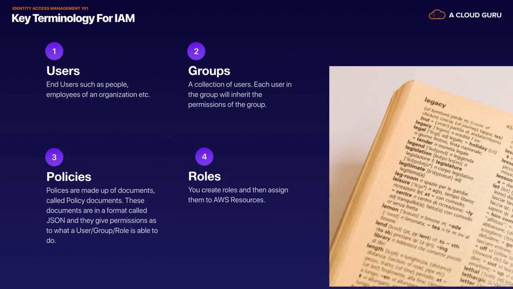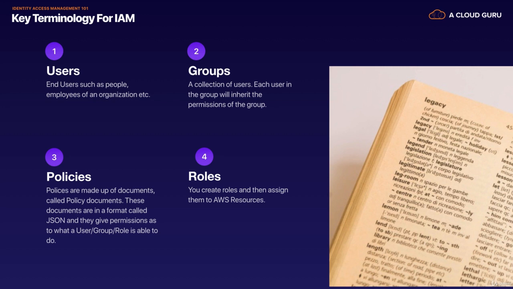So we're going to learn some key terminology for IAM, really 4 key terms. One is users, and this is simply end users such as people, employees of an organization, etc. We then have groups. This is a collection of users, so each user in the group will inherit the permissions of the group. You might have a group that is able to access S3, and you might have another group that's able to access EC2. So long as that user is in that group, that user will inherit the permissions of the group. We then have policies.